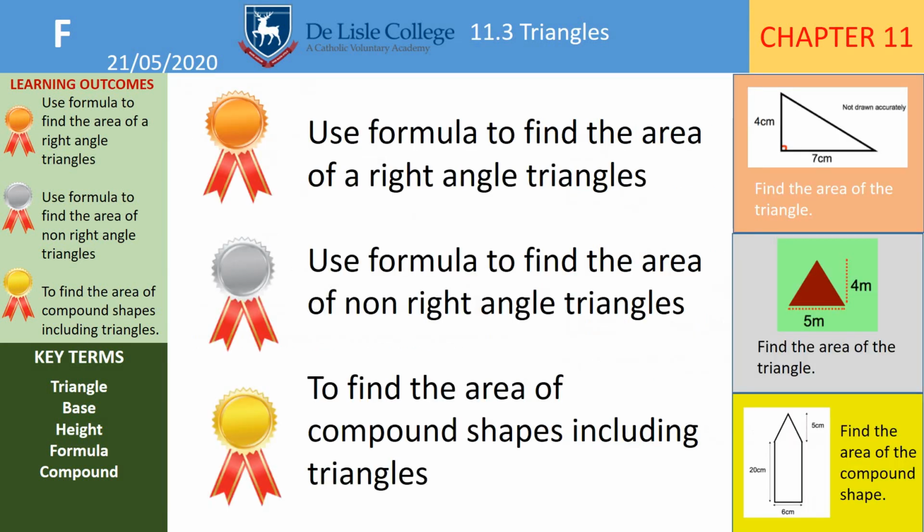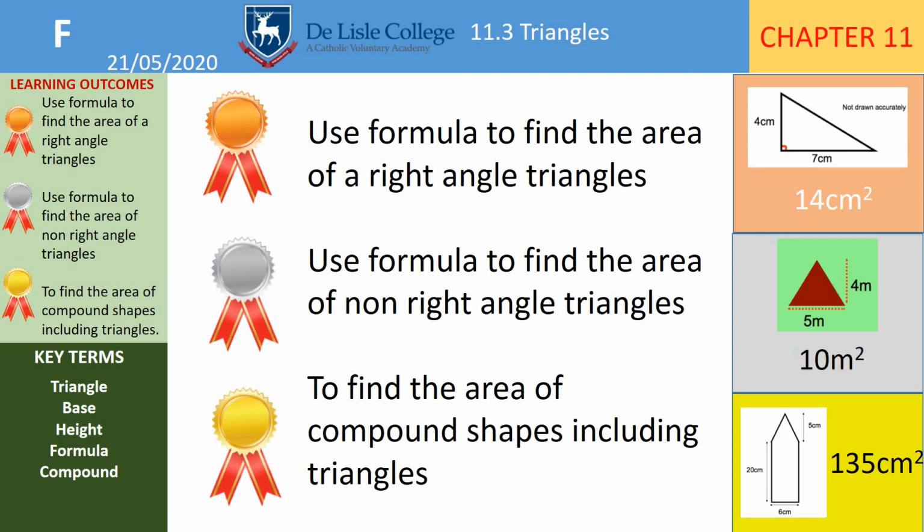Okay, let's review our learning. Those on the right hand side are 3 questions that check whether you've confirmed your learning for bronze, silver and gold. Pause the video while you have a go at those, please. Okay, let's have a look, see if you got them correct. 14 centimetres squared for the bronze, 10 metres squared for silver, and I worked it out to be 135 centimetres squared for gold. If you got that right, really, really well done. Move to the next slide.